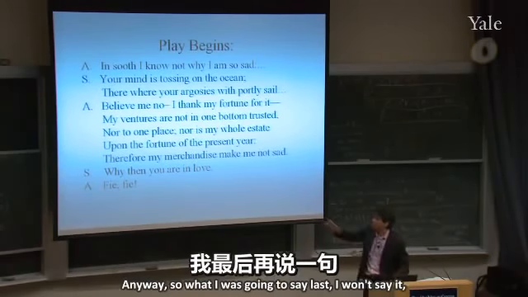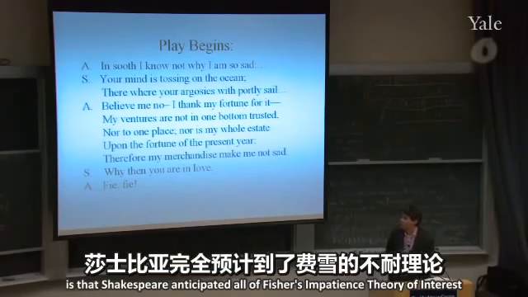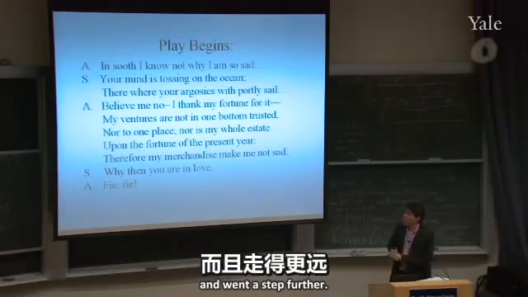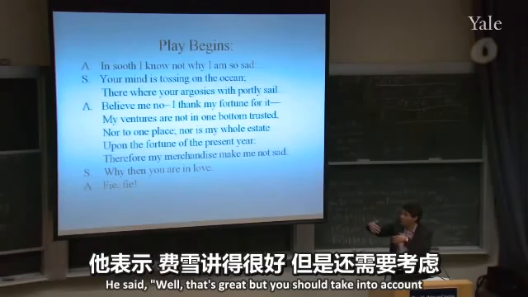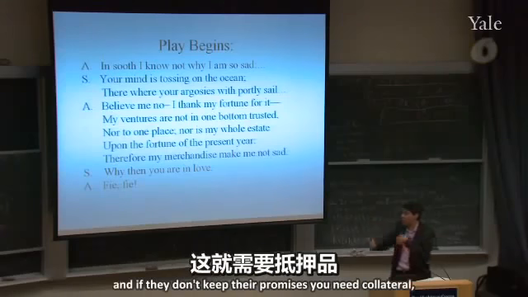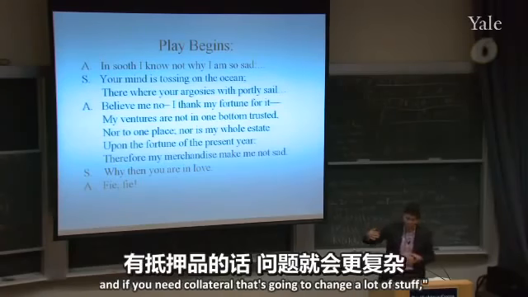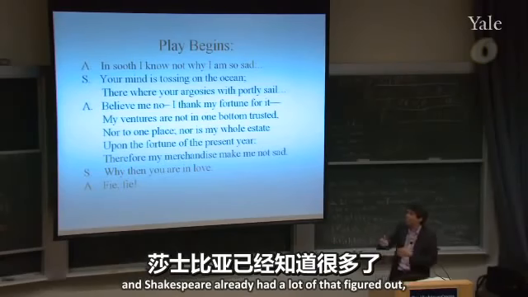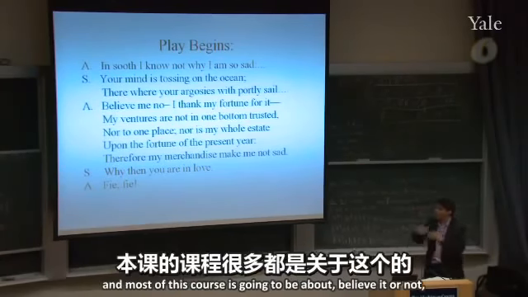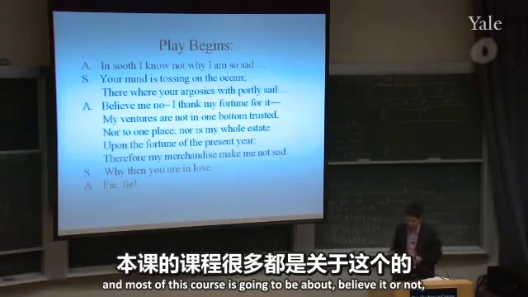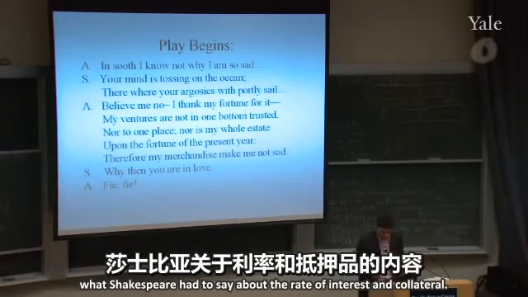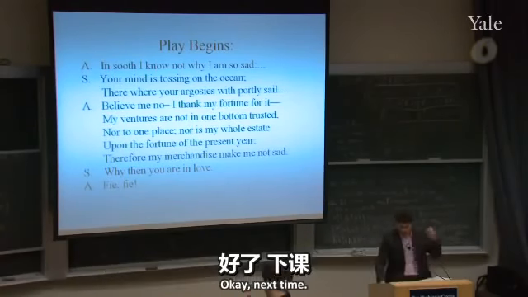Anyway, what I was going to say last, I won't say it, is that Shakespeare anticipated all of Fisher's impatience theory of interest and went a step further. He said, well, that's great, but you should take into account that people won't keep their promises. And if they don't keep their promises, you need collateral. And if you need collateral, that's going to change a lot of stuff. And Shakespeare already had a lot of that figured out. Most of this course is going to be about, believe it or not, what Shakespeare had to say about the rate of interest and collateral. Okay, next time.